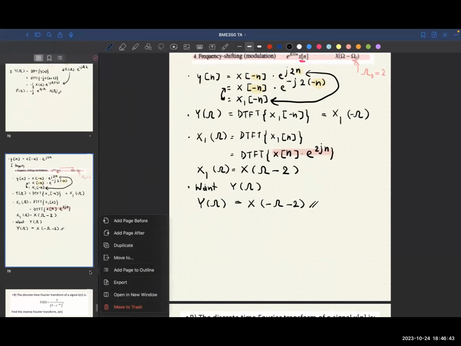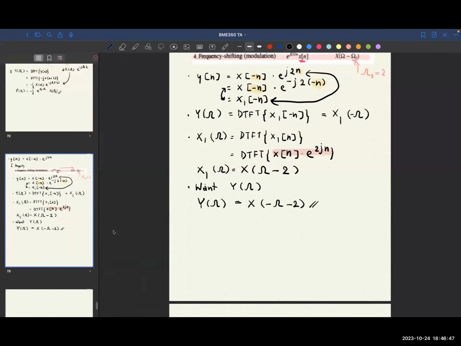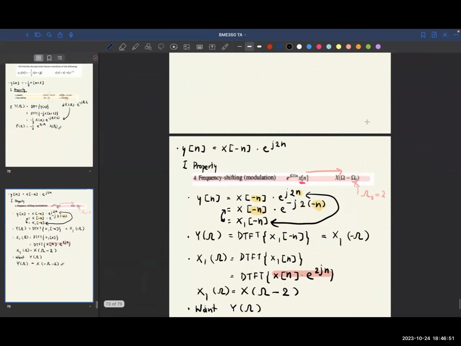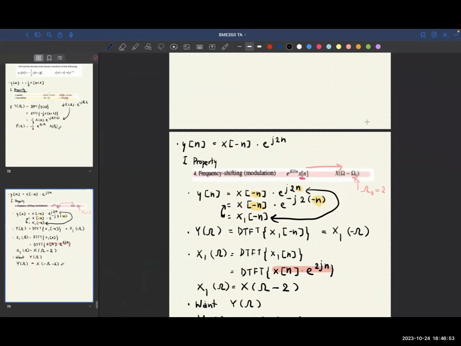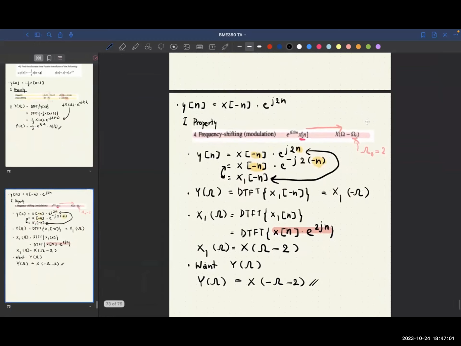Let's add one more page here. Okay. Effectively, you've done it using time reversal. You just wrote it a little bit differently than I would have, but this is using time reversal since you already have your step in the middle where you say y of omega is DTFT of x1 of minus n, which is x1 of minus omega. So you are actually doing it with time reversal.